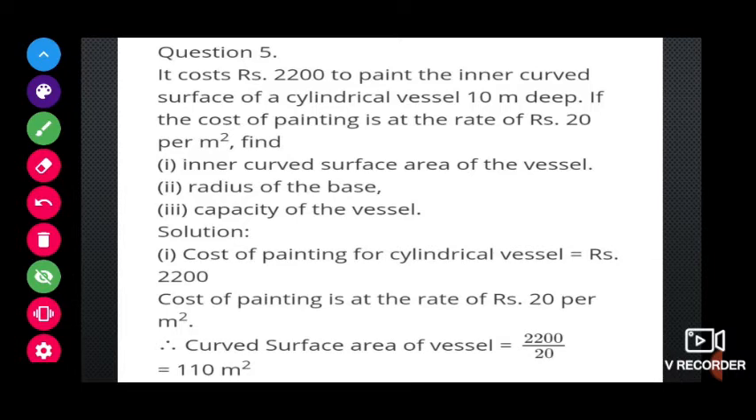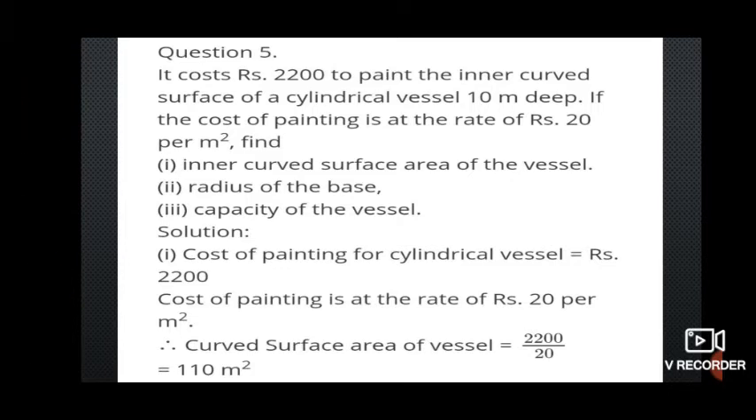Always, we get the total cost to paint by multiplying the curved surface area into the cost per meter square or per centimeter square. Here it is in meters, so cost per meter square. Okay. So first, what is the total cost they gave? 2200 rupees to paint the inner curved surface area of the vessel with deep 10 meter height. Deep in the sense height.